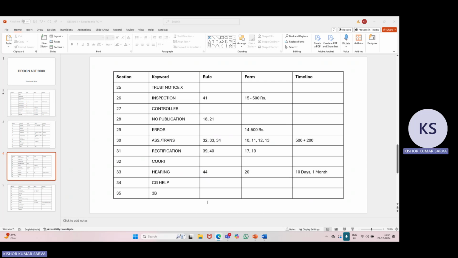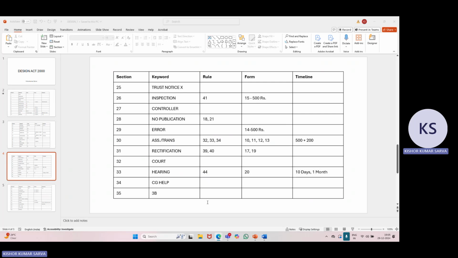Now, if the situation is like in the design, you will file multiple designs from a single class and different classes you will file, right? Now for the first application you will pay 500 rupees. For the second onwards you will pay 200 rupees. That is valid for all the forms 10, 11, 12, 13.